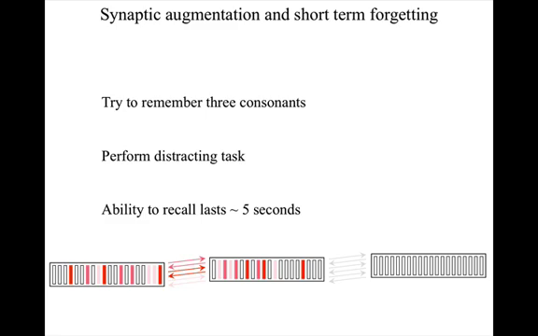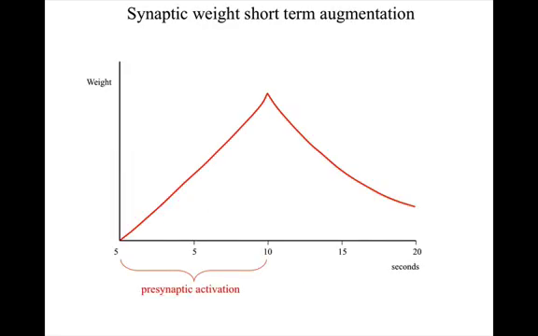Augmentation results from a short-term increase in the amount of neurotransmitter that's released in response to one incoming action potential. Several incoming action potentials in quick succession increase the amount of neurotransmitter that's released by the later action potentials, with the effect lasting a few seconds. So this somewhat different synaptic mechanism allows the support of the working memory phenomenon we've been calling short-term forgetting.